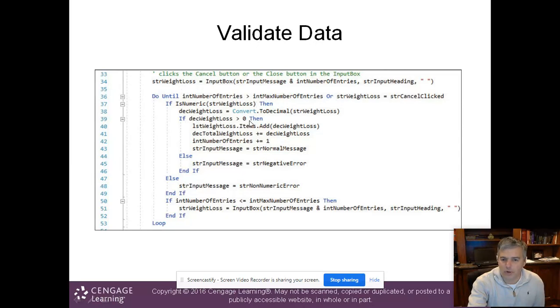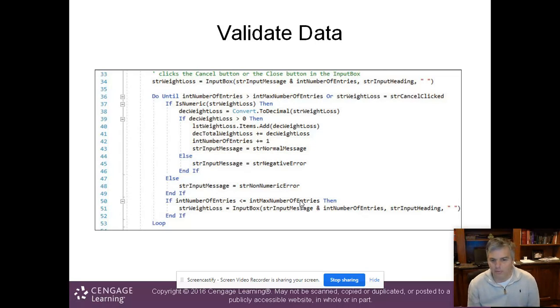If our weight is greater than 0, we add it to the list box. We accumulate it, we add 1 to our counter. We set our input box message. Otherwise, we display a negative message. Our else for our if here is if it was not numeric. And then at the end, we check if our int number of entries is less than or equal to our max number of entries. If it is not, then we display our input box again and get another value.